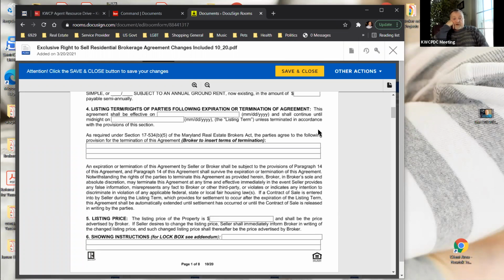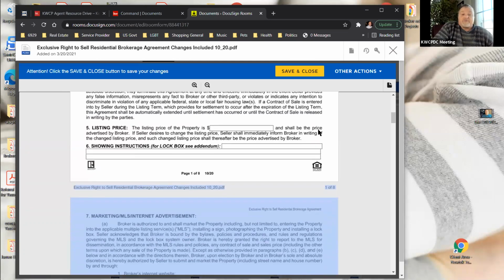All right, so that's just an example of that. So the listing price of the property is a specific dollar amount. We can't put TBD. If you put to be determined or anything like that, anything other than a specific dollar amount, Melinda's going to kick it back at you and require something to be written in there.